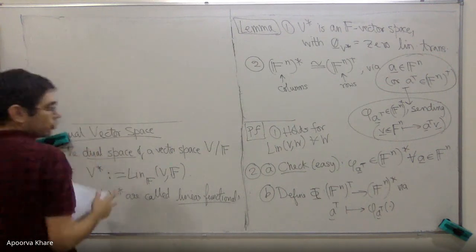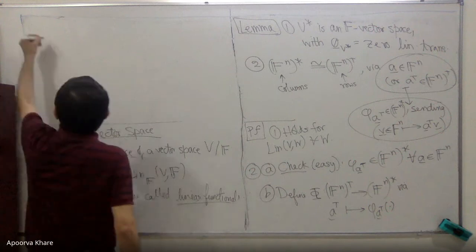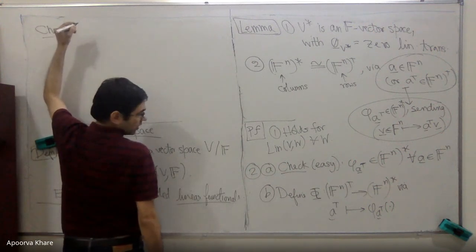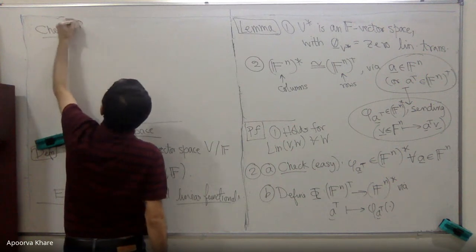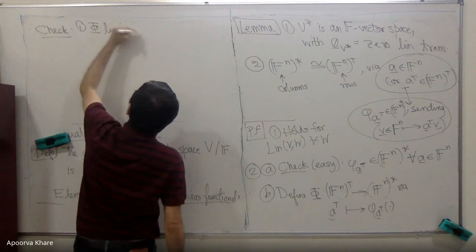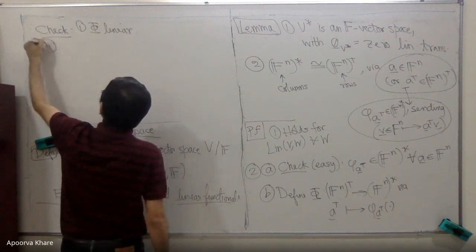Again, the linear part I won't even bother checking. You guys can check. So check that phi is linear. Part 2, phi is 1 to 1.